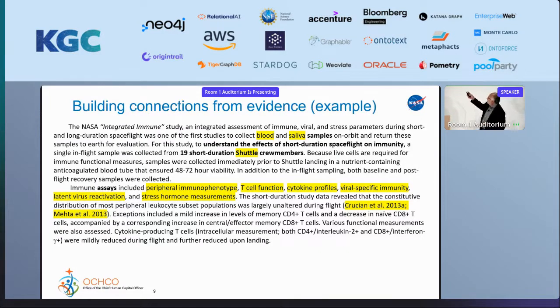The items in bold are basically your labels that are going to go into your property graph. So you have a sample, and those samples could be blood or saliva. Shuttle is what they're going to be experimenting on, or the crew members are what they're going to be experimenting on. The assays, highlighted there in yellow, are the different parts of the graph model. All of that can now be put into a graph model. So they're looking at ways to extract that from the evidence book into a graph model that looks something like this.